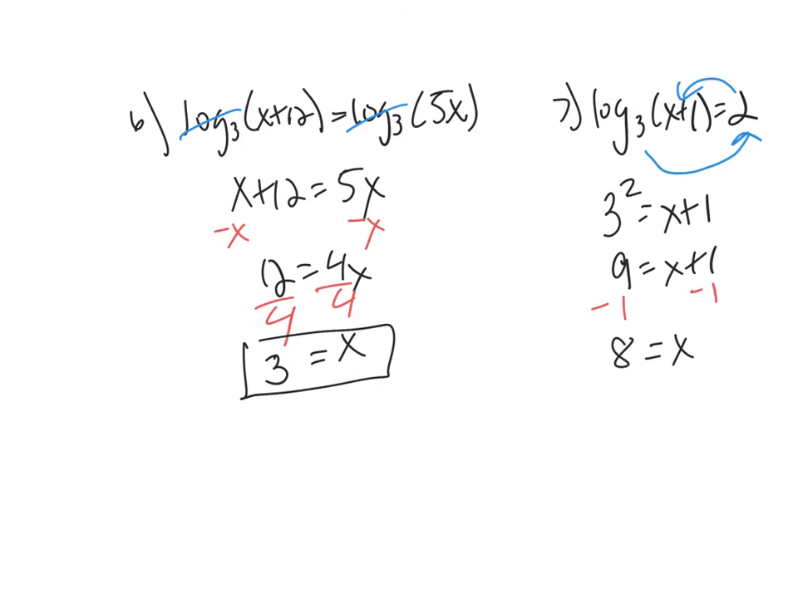X equals 8. And again, we can plug in. 8 plus 1 is 9. Log base 3 of 9, well, 9 is 3 squared. Log base 3 cancels. 3 equals 2. It checks. Let's take it up a notch. So 4 raised to log base 4 of x plus 8 equals 4 squared.